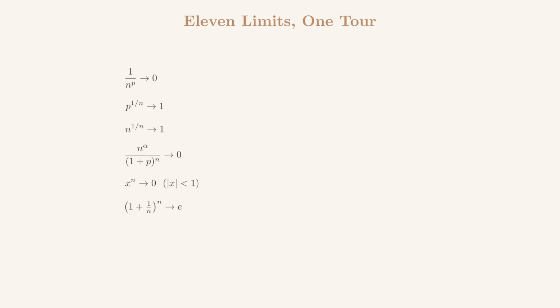11 sequences, gathered in one view, powers and roots tamed to 0 or 1, the constants e, the golden ratio, and gamma, an ancient square root, the dominant base, and the soaring factorial.